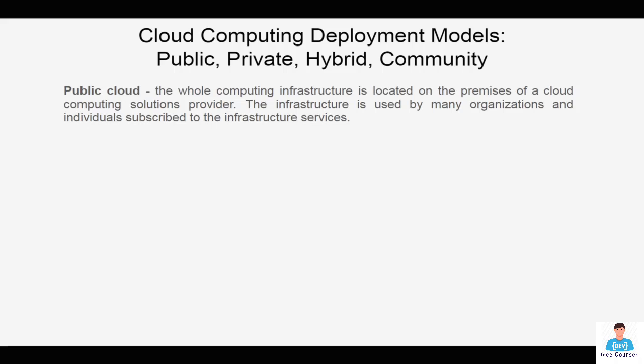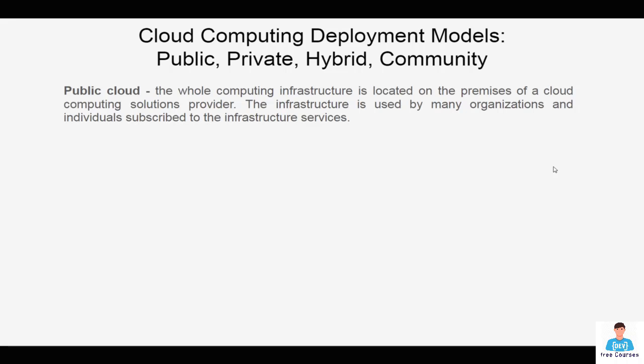But I would like to point out that AWS also offers a virtual private cloud, which we will discuss in later videos. For now, just understand that AWS goes into public cloud because the whole infrastructure is located on the premises of a cloud computing solutions provider, which is AWS. And if you build infrastructure using AWS, your infrastructure will be stored in their data center.